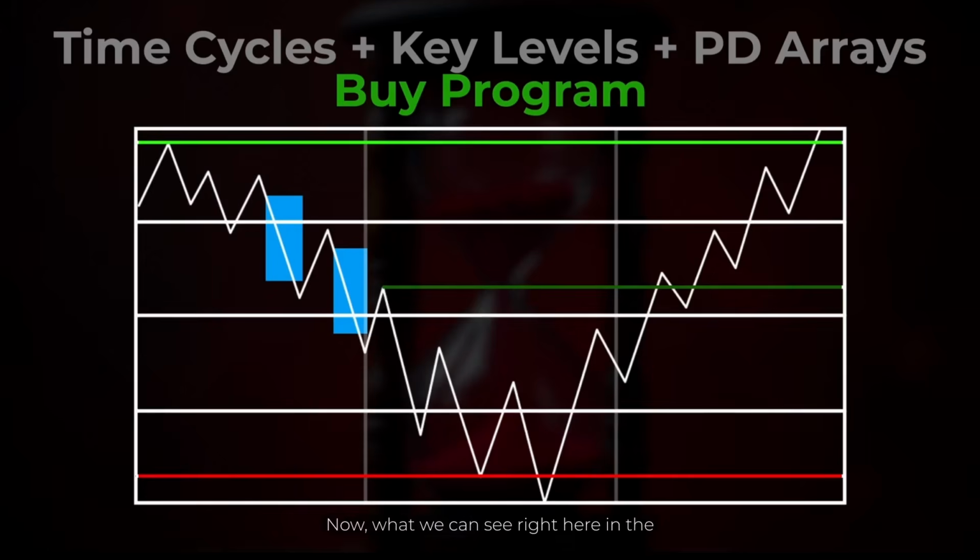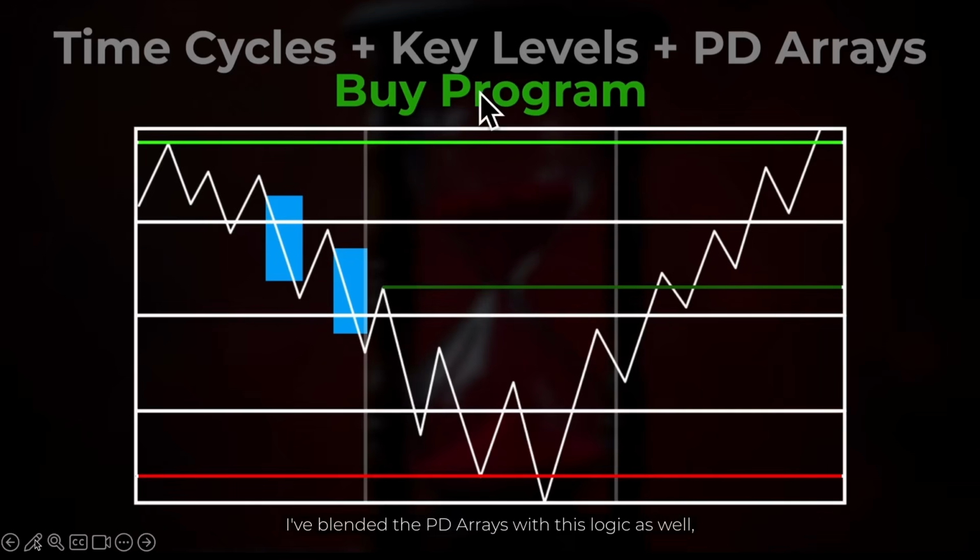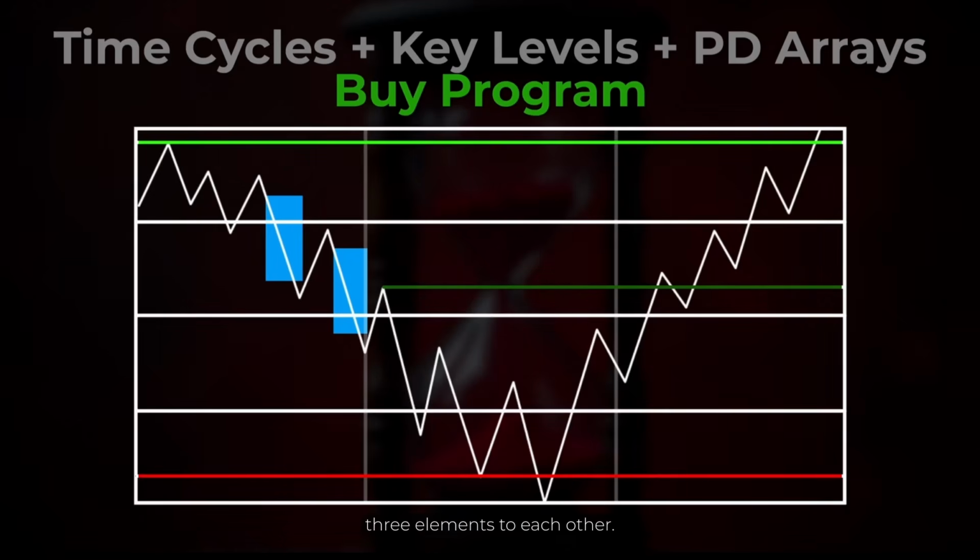Now, what we can see right here in the following schematic is that I've blended both the time cycles and the key levels, and next to that, I've blended the PD arrays with this logic as well. Meaning I'm adding all 3 elements to each other. During this lecture, I will not explain the PD arrays at all, because the PD arrays have already been explained throughout the previous lecture. However, what I would like you to see is that I'm blending the 3 different elements of determining your draw on liquidity into one. Meaning, both the time cycles, the key levels, and the PD arrays are being added into one so that I can anticipate a buy program stepping in.